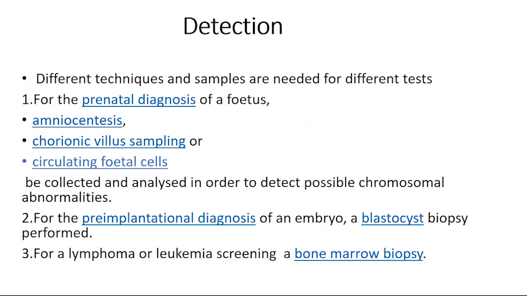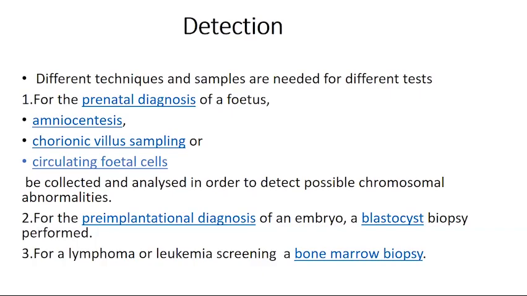Detection: there are different tests and techniques for prenatal diagnosis, such as amniocentesis, CVS, circulating fetal cells, and pre-implantation diagnosis. A blastocyst biopsy can be done, a bone marrow biopsy can be done, and all these tests are done to check for chromosomal abnormalities. Chromosomal abnormalities can be of two kinds: one is numerical and the other is structural.